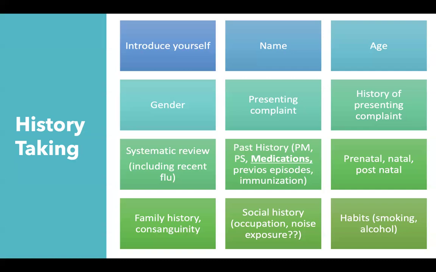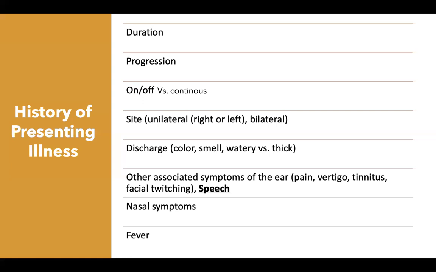One of the important things to ask about in the history of presenting illness is the duration and the onset. Of course, there is a difference between duration and onset. Duration is for how long. The onset is when it started. Progression: is it progressing very fast or slowly, on and off, or continuous? The site: unilateral or bilateral? If it's unilateral, is it right or left? Is there any discharge? If there is, you have to ask about the color, the smell, watery versus thick. Also other associated ear symptoms, for example pain, vertigo, tinnitus, or facial twitching.